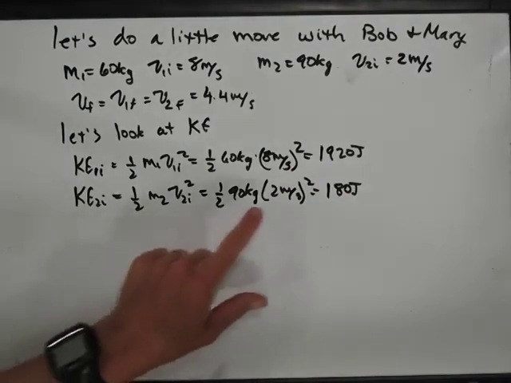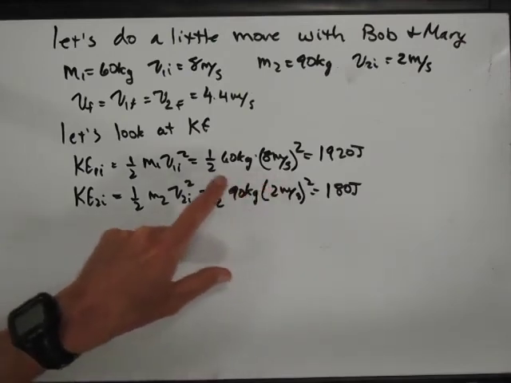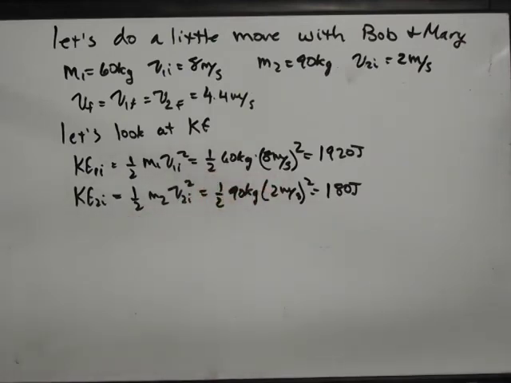Notice, since the kinetic energy is proportional to the square of the velocity, right? The person who has a lot more velocity is going to have a lot more kinetic energy because it goes as the square of the velocity.